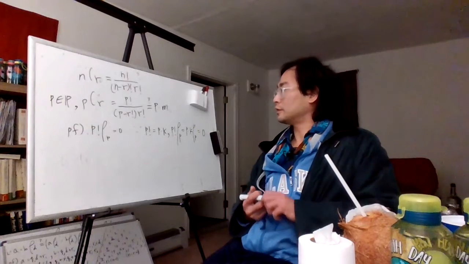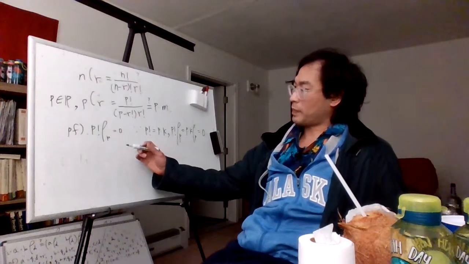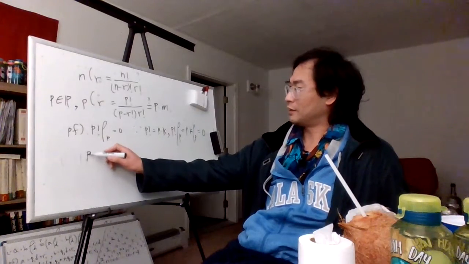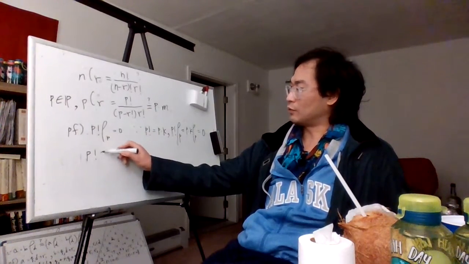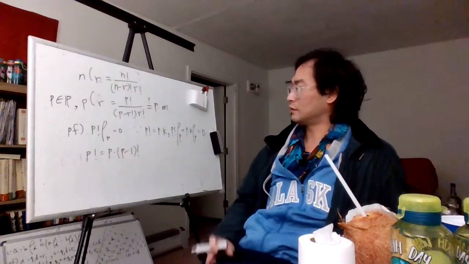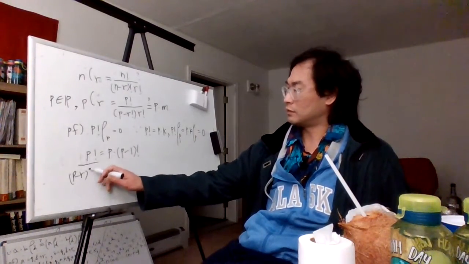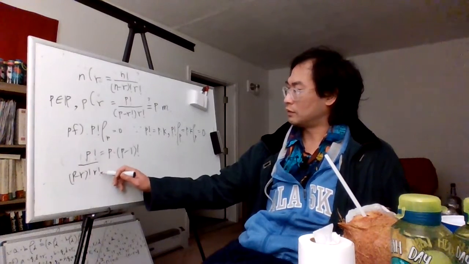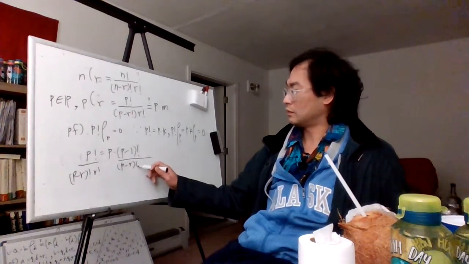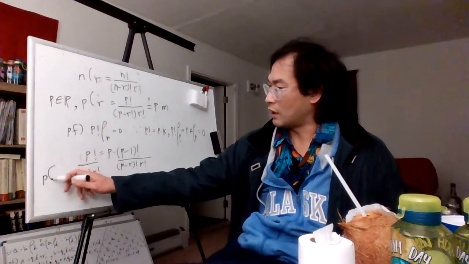Well, let's think of it this way. Okay, so your p factorial is equal to p times p minus 1 factorial, right? So we divide by p minus r factorial. Okay, to this pCr.